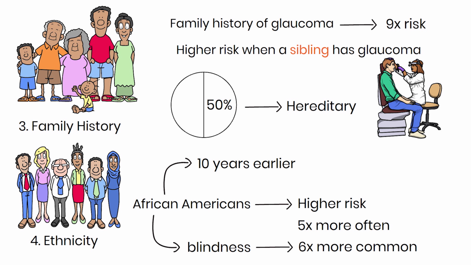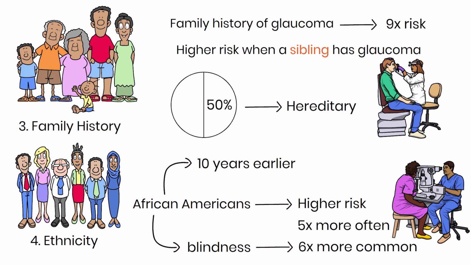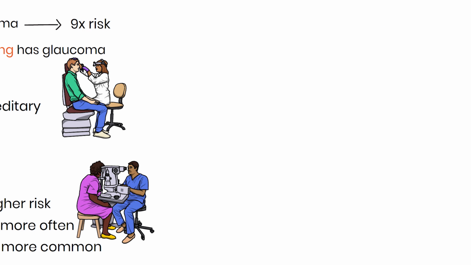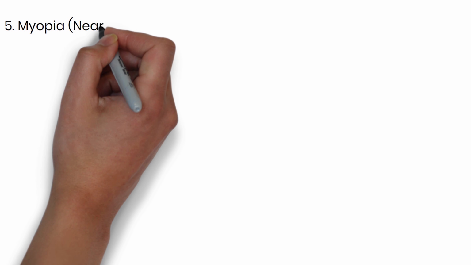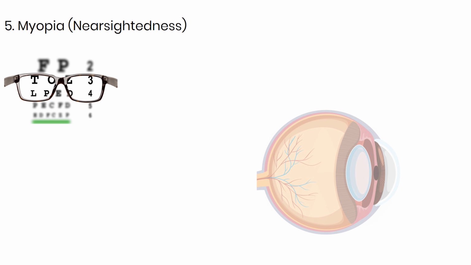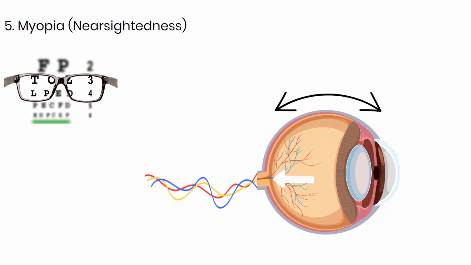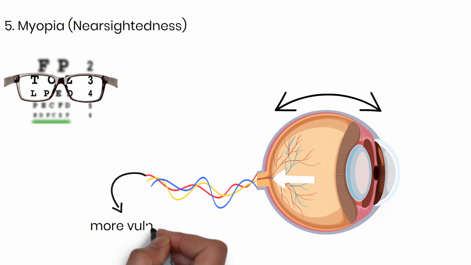African Americans should receive a thorough screening for glaucoma every 1 to 2 years after age 35 to catch the disease early. Myopia, also called nearsightedness, is another notable risk factor. The reason for this increased risk relates to the structure of the eye. Myopic eyes tend to be larger than average in size. This makes the optic nerve at the back of the eye more vulnerable to damage from pressure changes.